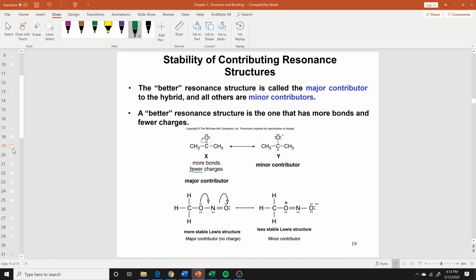But since the second resonance structure has charges, and this first resonance structure does not have any charges, normally the major contributor is the resonance structure with fewer charges, and I do prefer carbon always to have an octet. Here carbon does not have an octet, so this is why I'm going to call this the minor contributor, and this is going to be the major contributor.